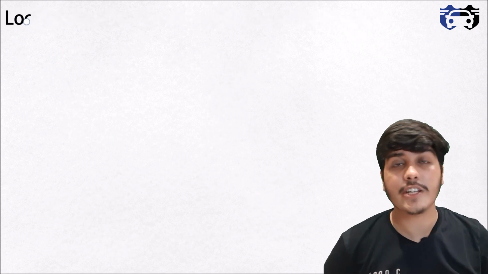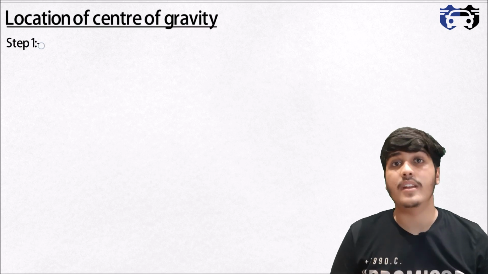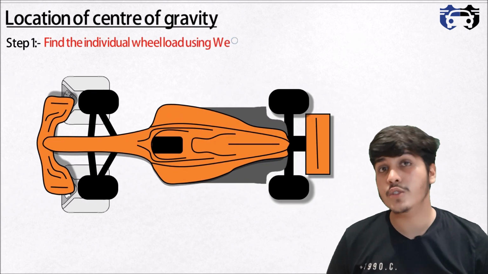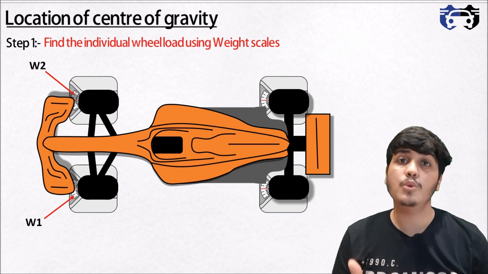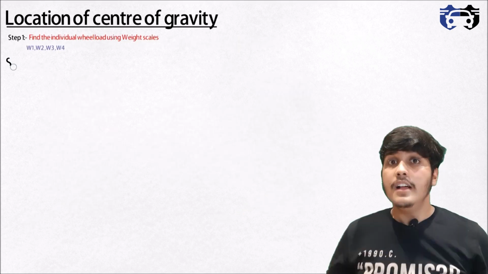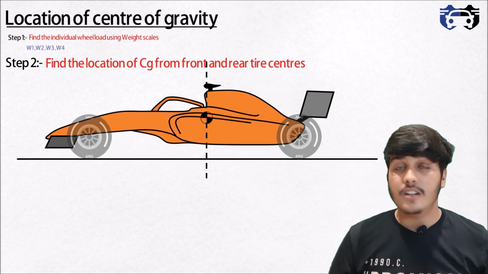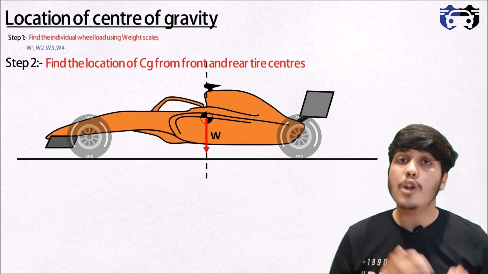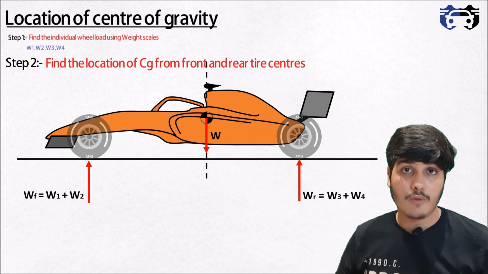Now let's find the location of center of gravity. For finding the location, you have to follow some steps. Step 1. Find the individual load on each wheel using scales. So after measuring, you will get W1, W2, W3 and W4. Step 2. Find the location of center of gravity from the front and rear tire center. The total weight of the vehicle is W, the load on the front tire is W1 plus W2 and on the rear tire is W3 plus W4.